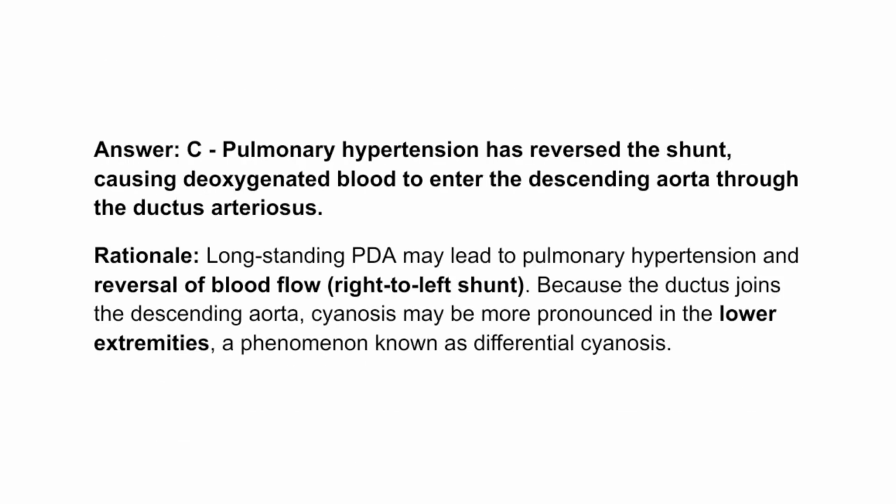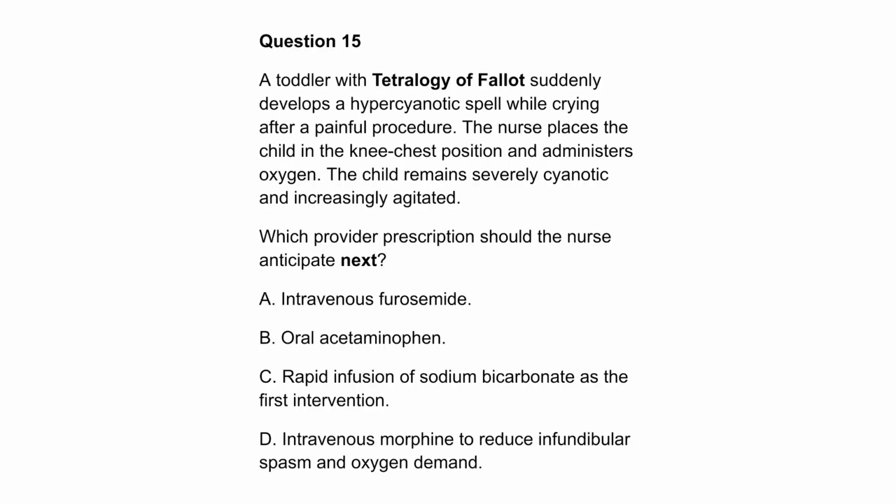Answer: C. Pulmonary hypertension has reversed the shunt, causing deoxygenated blood to enter the descending aorta through the ductus arteriosus. Rationale: long-standing PDA may lead to pulmonary hypertension and reversal of blood flow, a right-to-left shunt. Because the ductus joins the descending aorta, cyanosis may be more pronounced in the lower extremities, a phenomenon known as differential cyanosis.